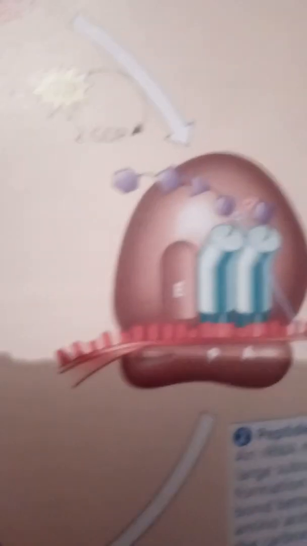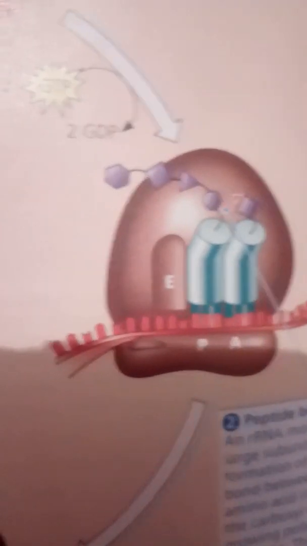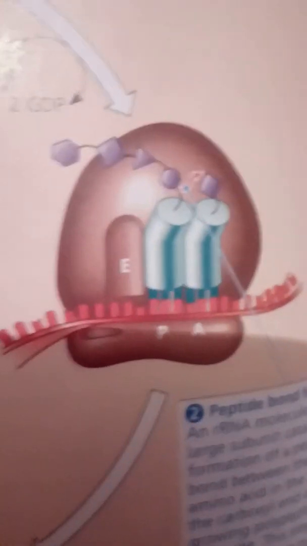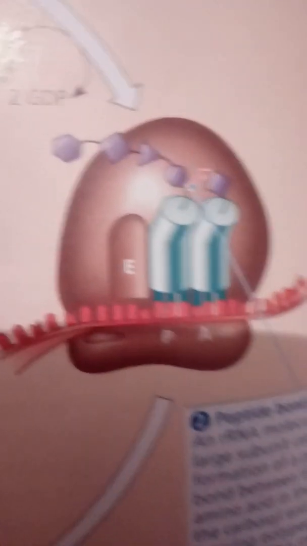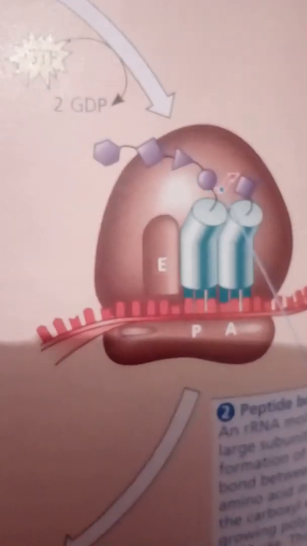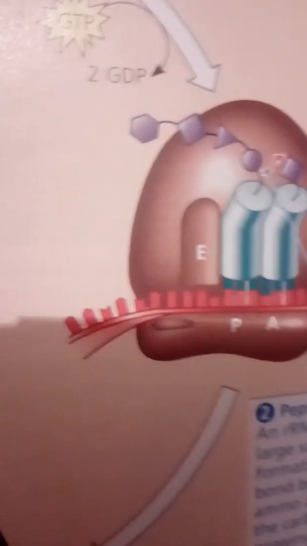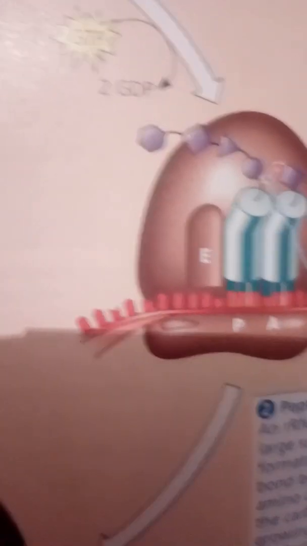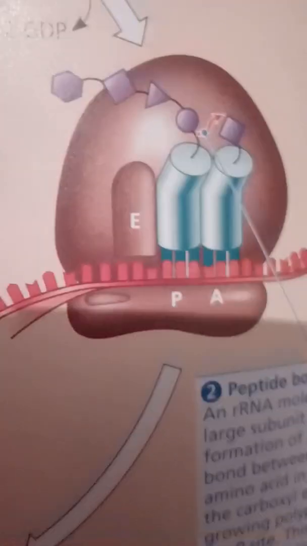Such strings of ribosomes, called polyribosomes or polysomes, can be seen with an electron microscope. Polyribosomes are found in both prokaryotic and eukaryotic cells. They enable a cell to make many copies of a polypeptide very quickly.